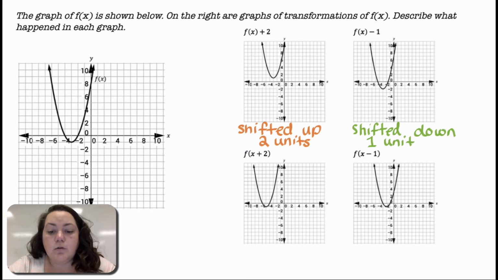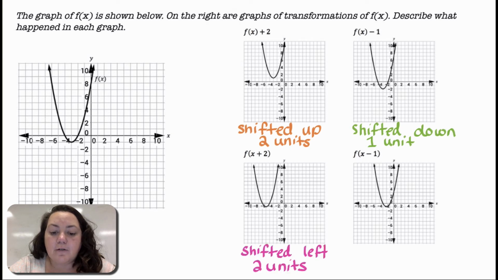The other two, it's x plus or minus something inside the parentheses. So x plus 2, when you see a plus inside the parentheses, that means you move to the left. So this one was shifted left 2 units. And when you see a minus inside the parentheses, then this one was shifted to the right 1 unit.